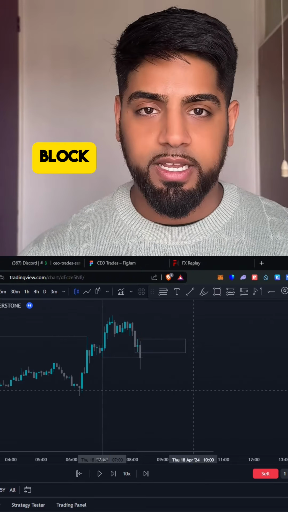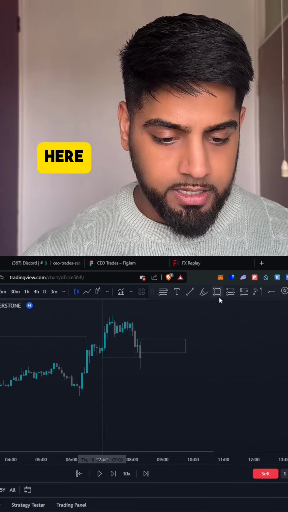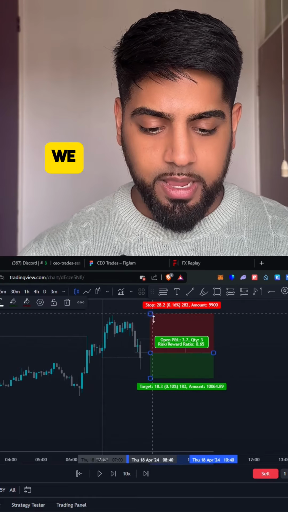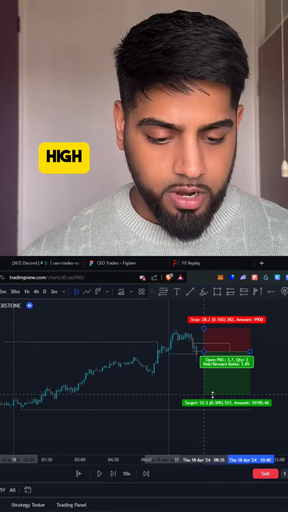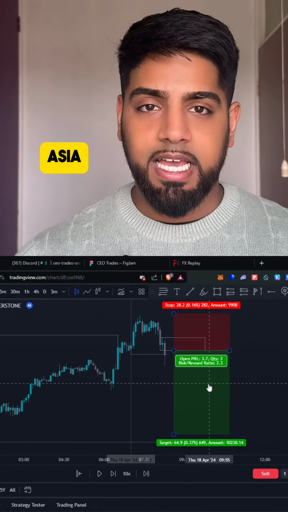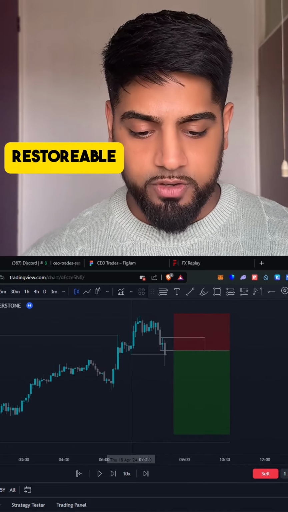And this order block is where I sent the entry from into the Discord, as we can see right here. So then we put our entries at the beginning of that order block. We have our stops just above the most local high, and then we target the opposing liquidity, which in this case is the Asia lows. So now that gave us a beautiful 1 to 2.3 risk to reward trade.